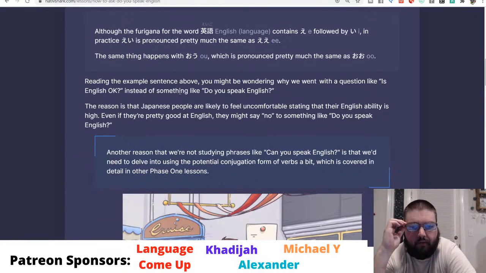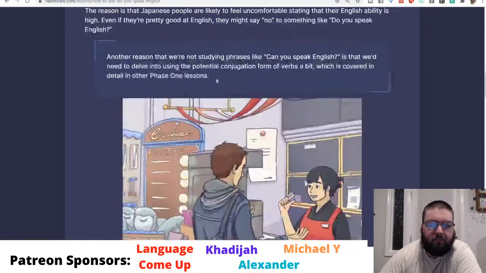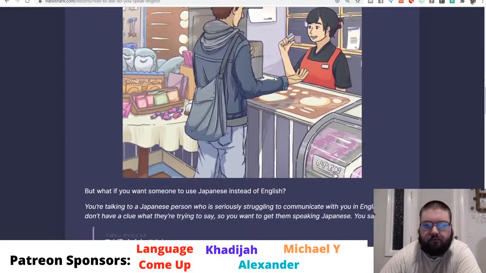Reading the example sentence above, you might be wondering why we went with a question like, is English okay, instead of something like, do you speak English? The reason is that Japanese people are likely to feel uncomfortable stating that their English ability is high, even if they're pretty good at English. They might say no to something like, do you speak English? And another reason that we're not studying phrases like, can you speak English, is that we'd need to delve into the potential conjugation form of verbs, which is covered in detail in another phase 1 lesson.